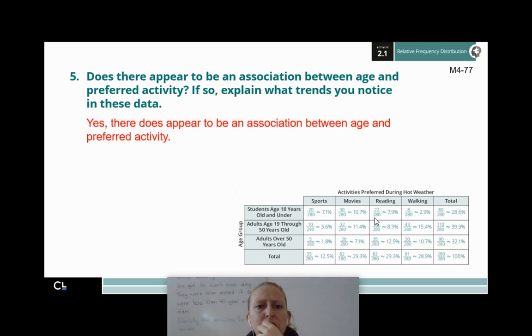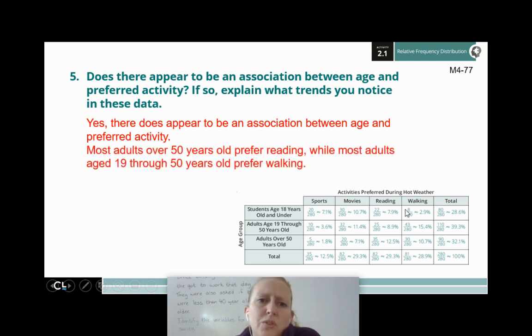But yeah, there's definitely an association between age, right? I mean, if we look at this, we can see that most of the adults 50 years and older, if you hit 50 and older, they definitely preferred reading. It's hot. They wanted to just chill and read a book. But if you look at your younger crowd, they preferred going to the movies. And even for 19 to 50-year-olds, they liked going to the movies, but they also kind of preferred going walking. So adults over 50 preferred reading, but most of the adults between 19 and 50 preferred walking.